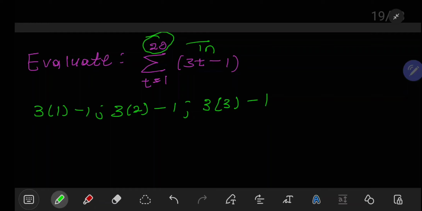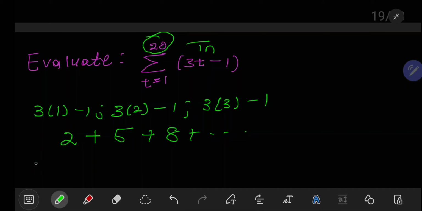When you punch this in your calculator, 3 multiplied by 1 is 3 minus 1, and you get 2. Then plus 6 minus 1, and you get 5. Then plus your third term, 9 minus 1, which is 8, and it goes to the 20th term. If you have at least 3 terms, then you can see how the pattern changes. From these 3 terms, you can see that we are dealing with an arithmetic series.